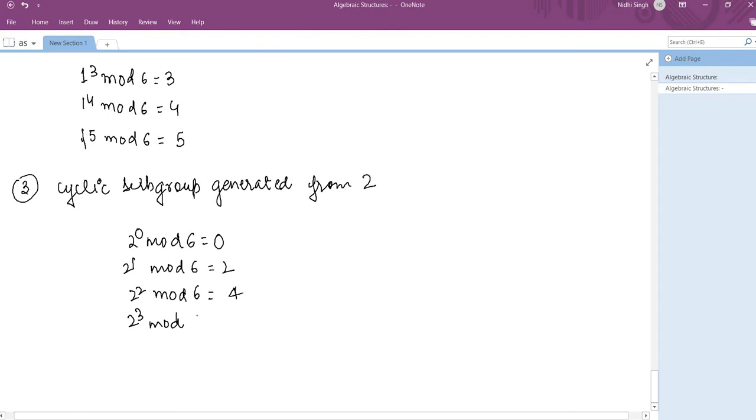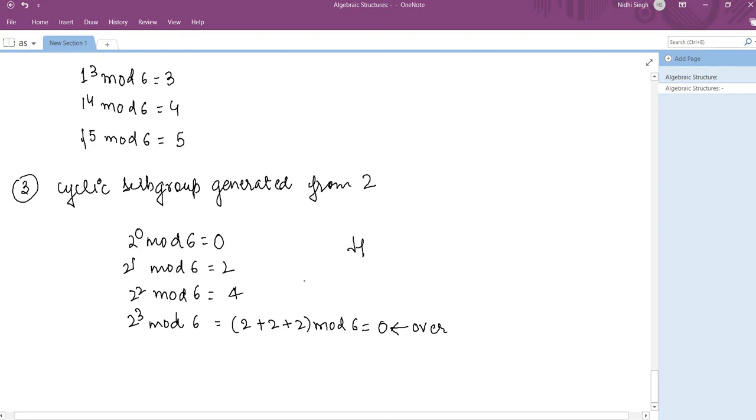2 to the power 3 mod 6. And the answer is 0. Because we have to perform the addition operation. So 2 plus 2 plus 2 and mod 6. So the answer is 0 over there because 6 mod 6 equals 0. Because there is a repetition, 0 is occurring the second time. So we have to stop the process over there.